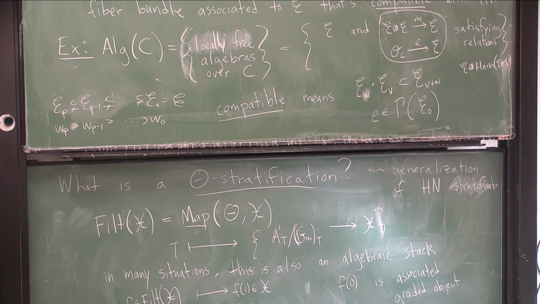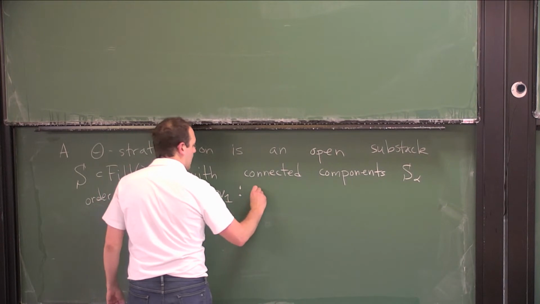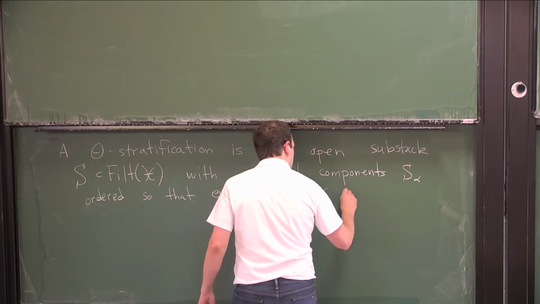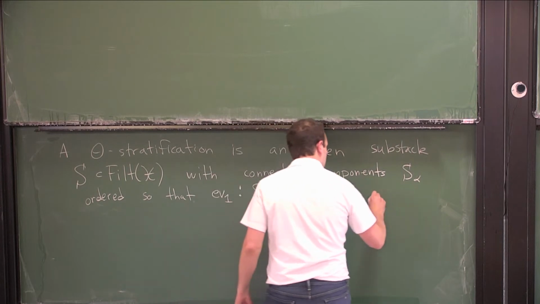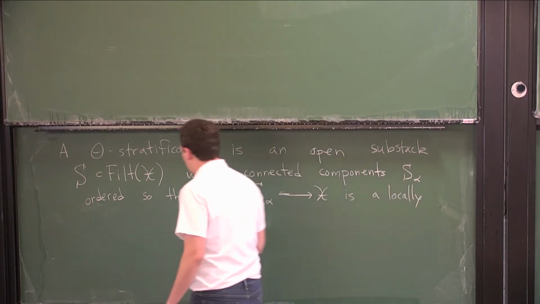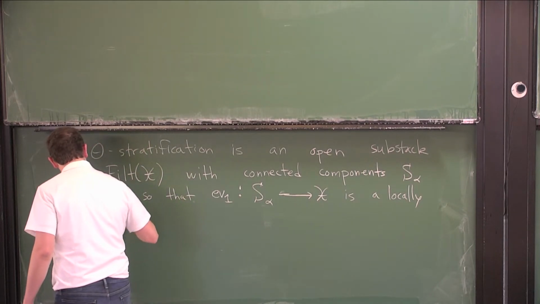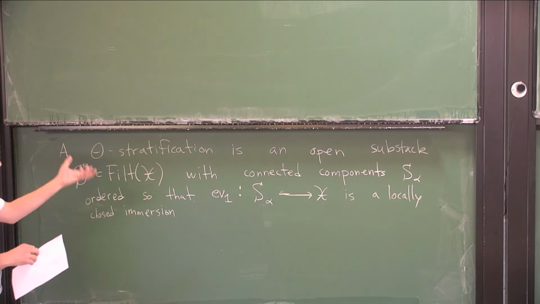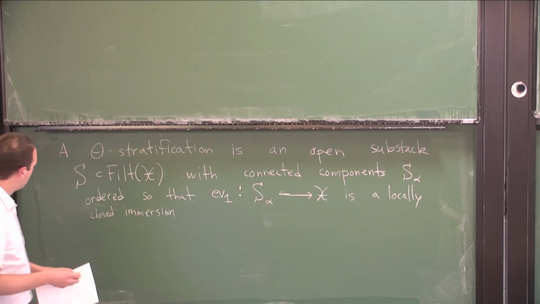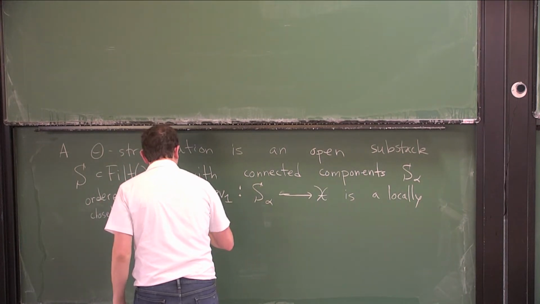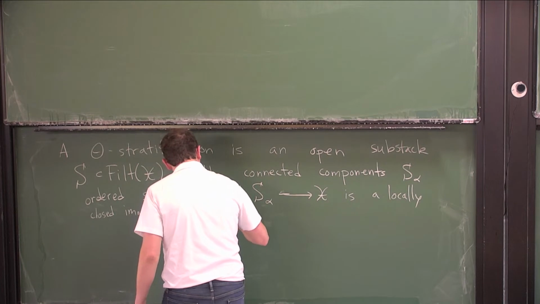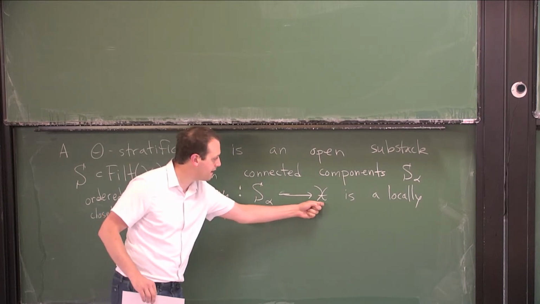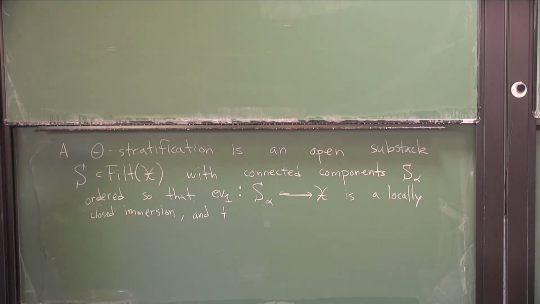But the point is that I have this evaluation map, and I can restrict it to each connected component, and this should be a locally closed immersion. And basically, the images should give a nice stratification. So I can identify S alpha, canonically via this map, with a locally closed substack of X.